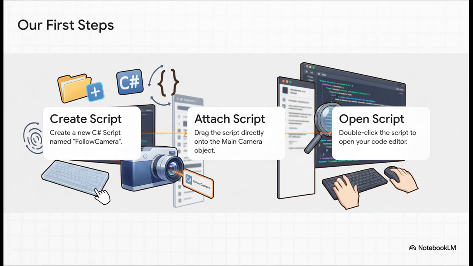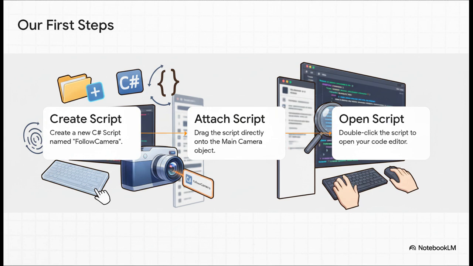Now for the most important part. A script doesn't do anything unless it's attached to an object in our scene. So who is the script for? It's for the camera, right? So we're going to attach it to the camera. Find your main camera in the hierarchy list on the left, then just click and drag your new follow camera script from your assets right on top of it. You'll see it pop up in the inspector window on the right as a new component. Perfect. Now we're all set up.